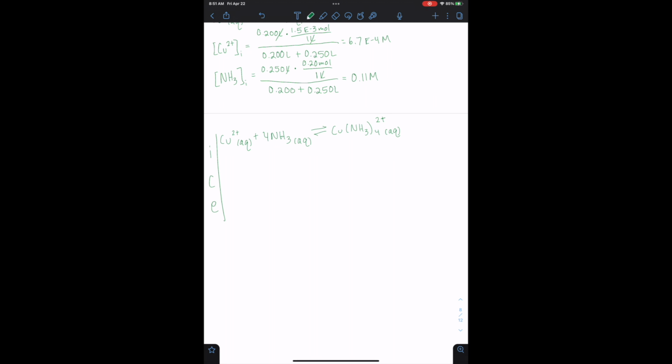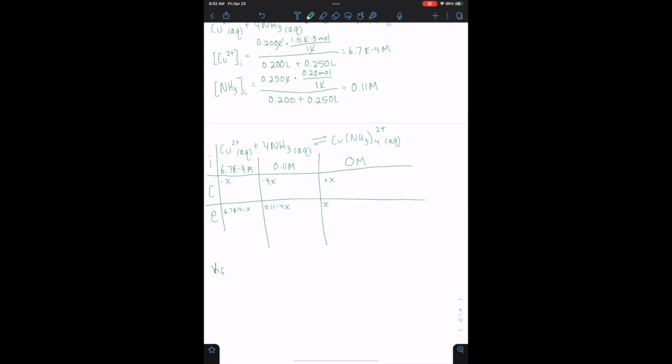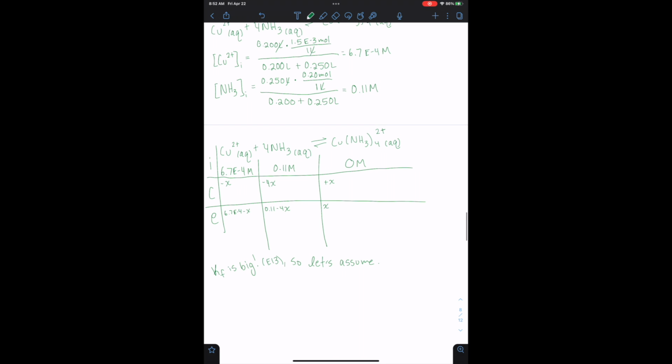So now we're moving on to the ICE table. Go ahead and take that balanced equation, put it right above it, and add in the values you're given. In this case, that's our initial values. Now, already thinking ahead, we know that the Kf is pretty large. It's e to the 13th, that's 10 to the 13th. It's a lot of zeros, so we are going to assume and hopefully save some time.